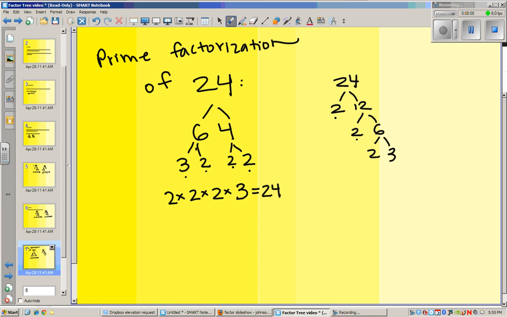2 times 3 is 6. Now I have to stop because I have all prime numbers on the end. So I'm going to use this number at the end, this number at the end, this number at the end, this number at the end, write them out. 2 times 2 times 2 times 3. It's exactly the same as our first example. Equals 24.